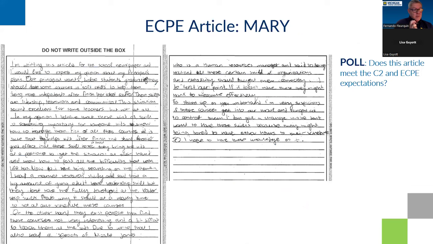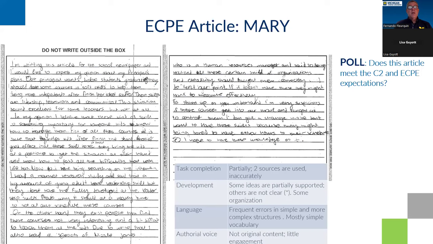Mary's response. From the responses through the poll, I see that most of you responded already, and 82% say that it's not meeting the expectations for ECPE and C2. So the task completion, partially completed to some extent. It does respond to the question: the school newspaper would like to express my opinion about the principal's plans. There are two sources that are used, but not that accurately. There are some ideas that are interesting and relevant, partially supporting the main topic. Other ideas are not as clear.